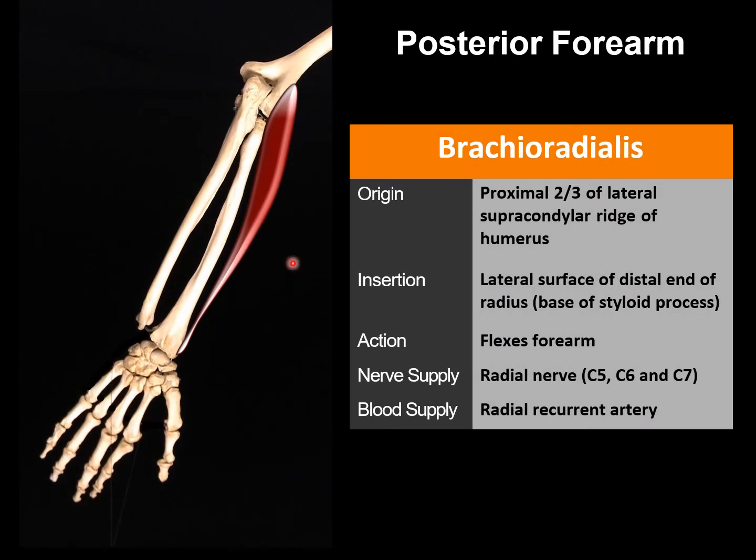Now, the lateral boundary of the cubital fossa is formed by the medial border of the brachioradialis muscle. Brachioradialis originates from the proximal two-thirds of the lateral supracondylar ridge of the humerus, and it is inserted on the lateral surface of the distal end of the radius, meaning the base of the styloid process of the radius. Action is flexing the forearm, nerve supply is the radial nerve, and the blood supply is the radial recurrent artery.